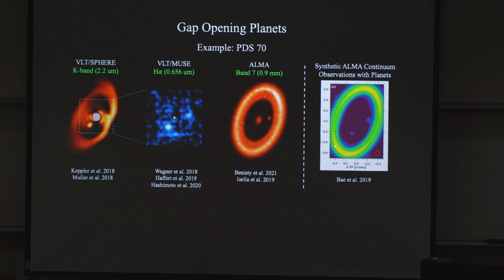And this panel shows a synthetic observation of the system in millimeter emission. So similar to this one, two planets are put into the disk, and they indeed open a big gap from the outer dust ring, just like what we see in the ALMA observation. So this one, again, is a disk with a gap, as well as the gap opening planets.